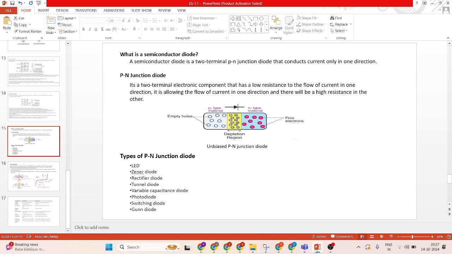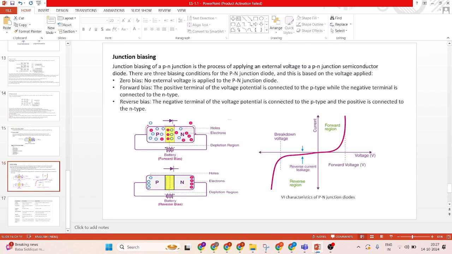So we have these types of PN junction diode: LED, Zener diode, rectifier diode, tunnel diode, variable capacitor diode, photodiode, switching diode, and Gunn diode. Junction bias: the junction biasing of a PN junction is the process of applying external voltage to a PN junction semiconductor diode. There are three biasing conditions for the PN junction diode, based on the voltage applied.